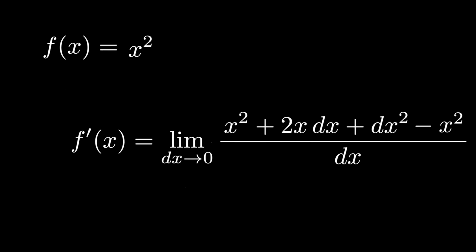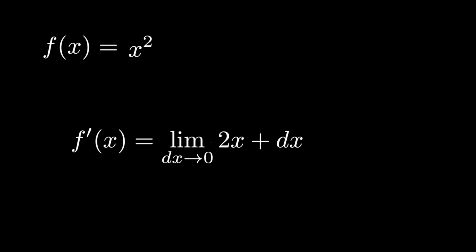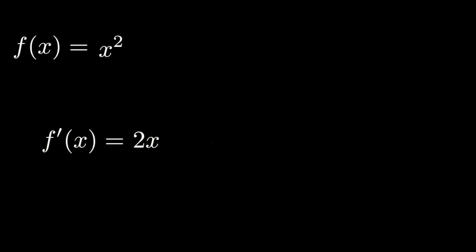Expand this bracket. Then these two x squareds cancel, and we factor out a dx to cancel with the dx in the denominator. So then the limit as dx goes to 0 of 2x plus dx is just 2x. So the derivative of x squared is 2x.